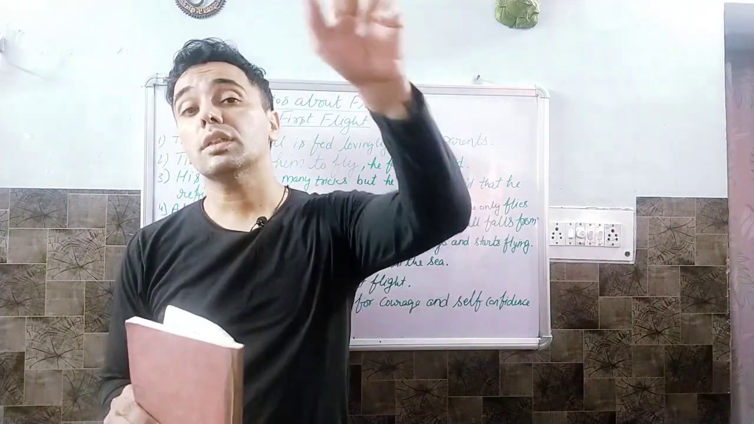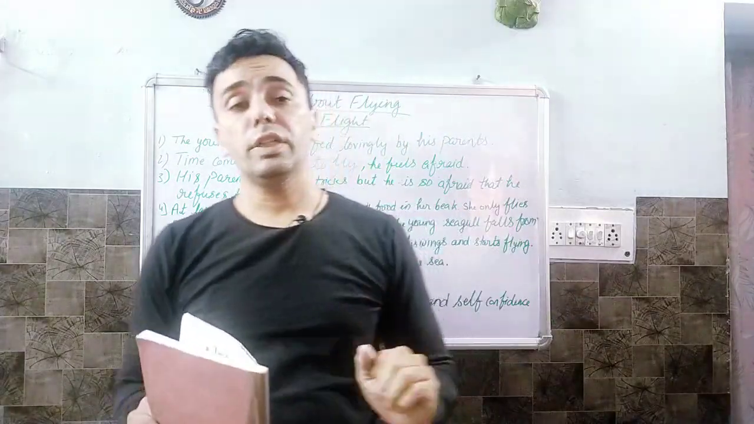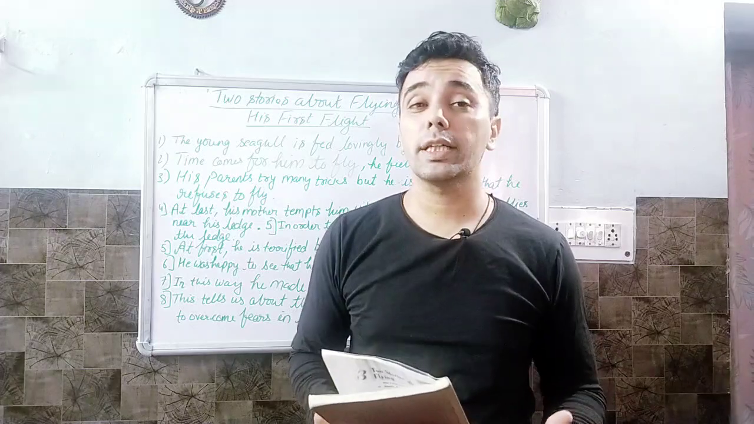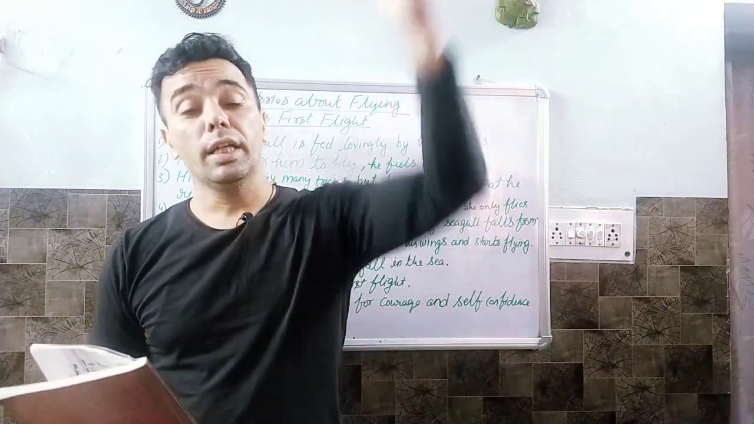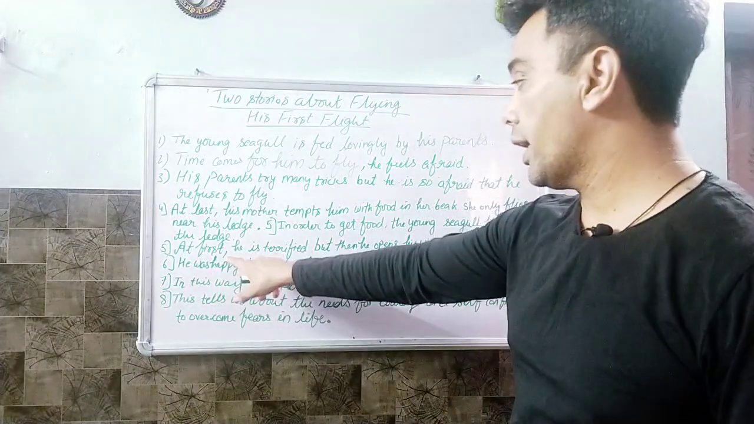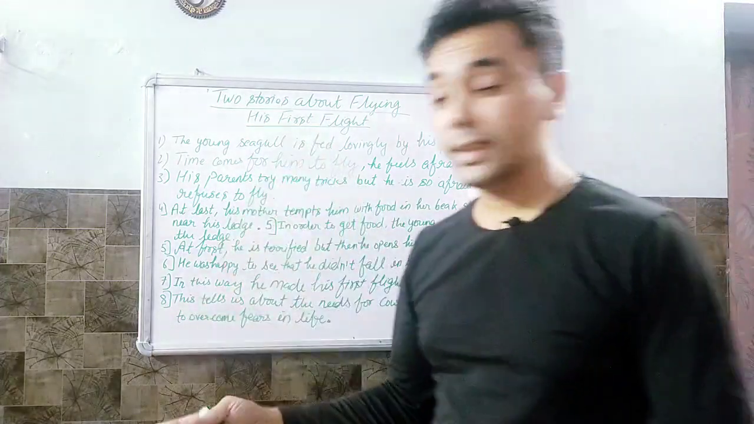He does not jump to fly. He just jumps to catch the fish which was in the beak of his mother. वो उसके लिए कूदता है, ना कि उड़ने के लिए. But mother was in the air, so he starts falling down. He falls from the ledge. ledge से नीचे गिर जाता है.